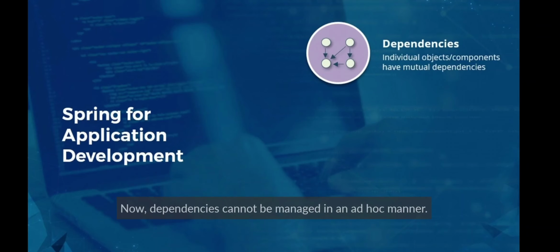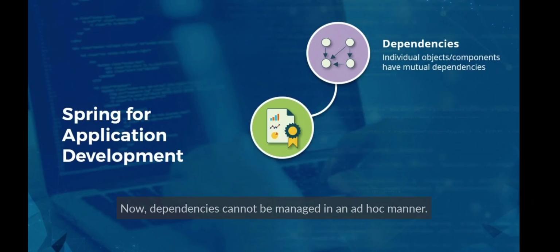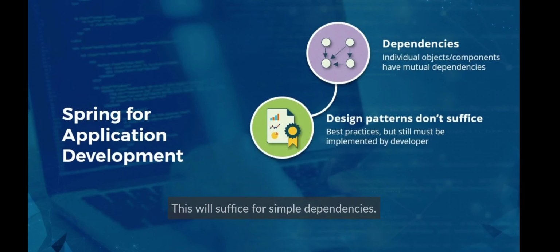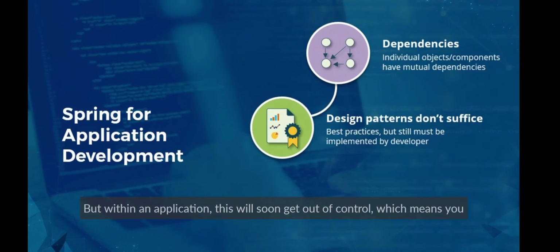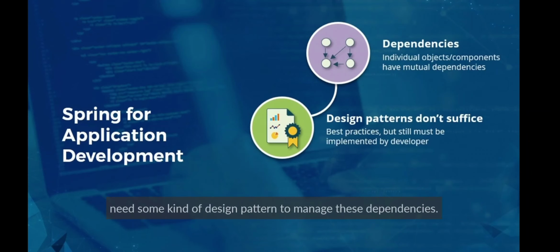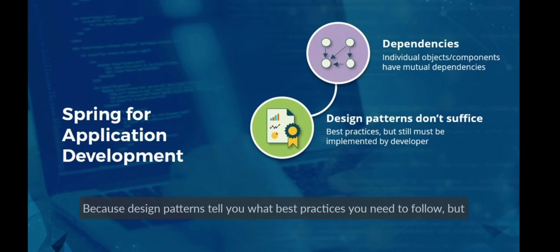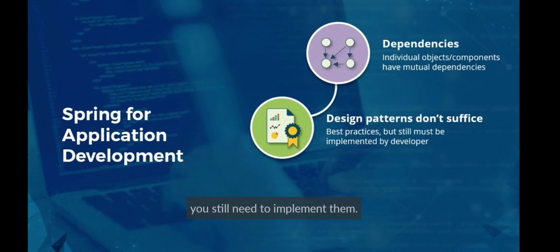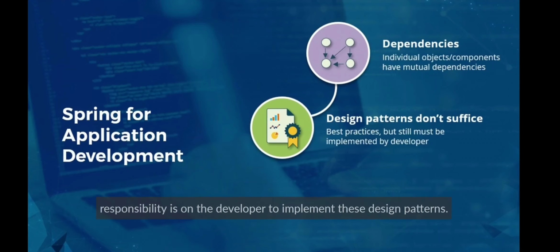Now, dependencies cannot be managed in an ad hoc manner. This will suffice for simple dependencies, but within an application, this will soon get out of control, which means you need some kind of design pattern to manage these dependencies. Now, design patterns are great and they help you build robust applications. However, design patterns are often not sufficient by themselves, because design patterns tell you what best practices you need to follow, but you still need to implement them.